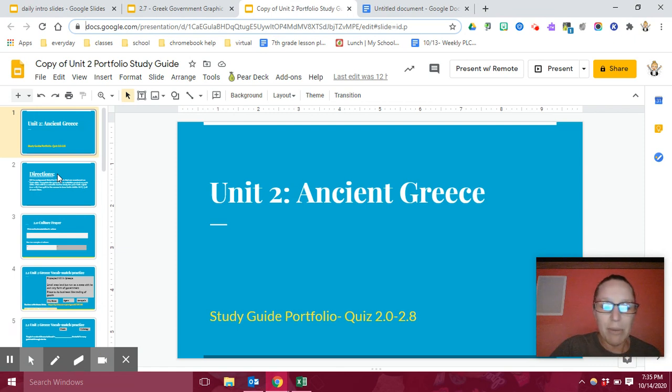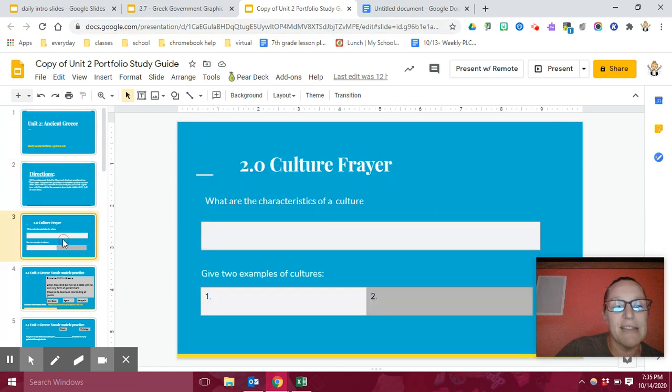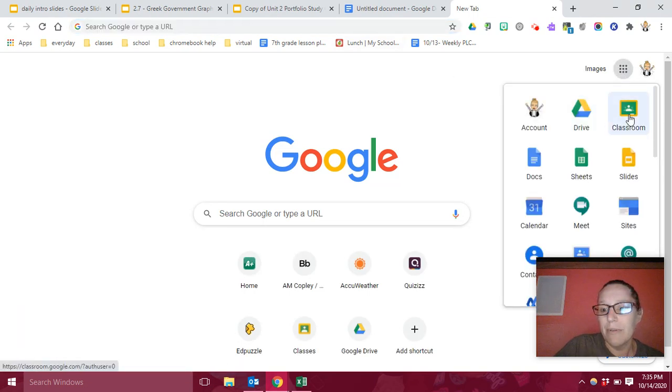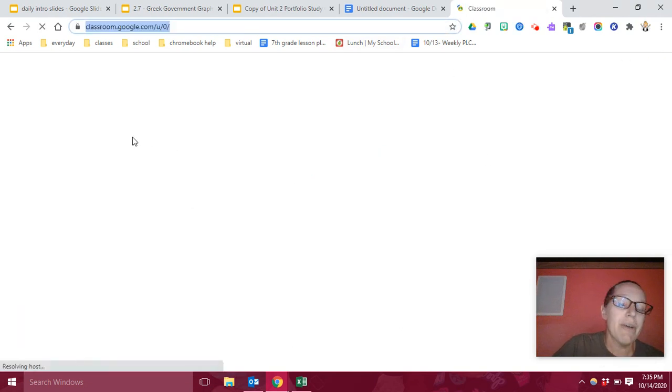This is just like the one we did for Unit 1. There is a slide for each of the things that we did in Google Classroom. So you're going to go to Google Classroom. You are going to, there it is. You're going to go ahead and open up 2.0.